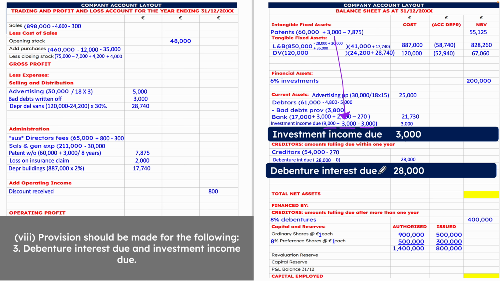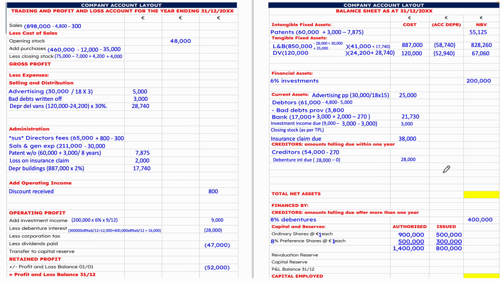Now that's a bit unrealistic because you'd have to be paying some interest. But anyway, that's not our concern right now. But anyway, that is what your accounts look like.